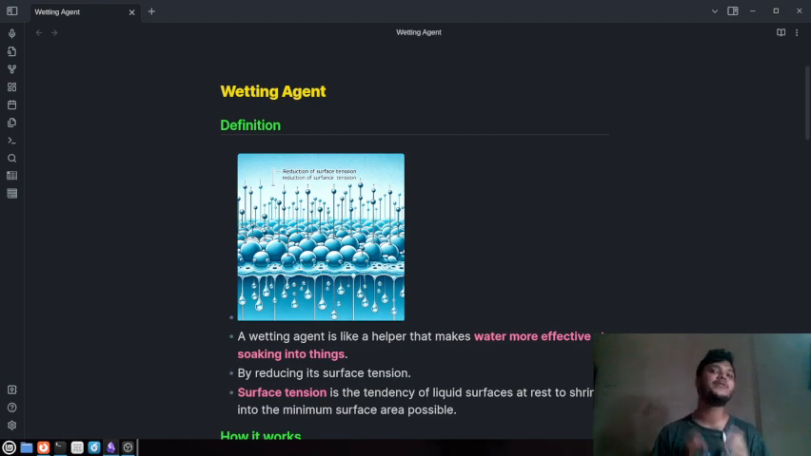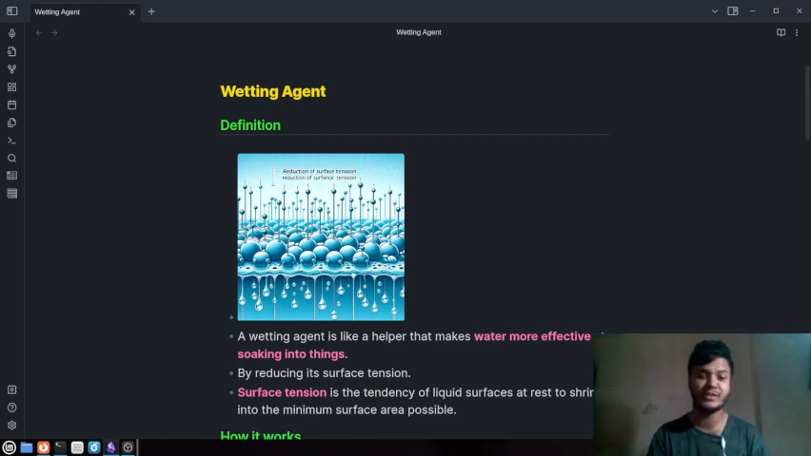As you all know, in order to achieve uniform dyeing, it is not enough to use dyeing molecules and water only. We need other auxiliaries such as wetting agents, sequestering agents, dispersing agents, etc. And wetting agents is one of them. Wetting agents is an auxiliary that makes water more effective at soaking into fabric. It does this function by lowering the surface tension.